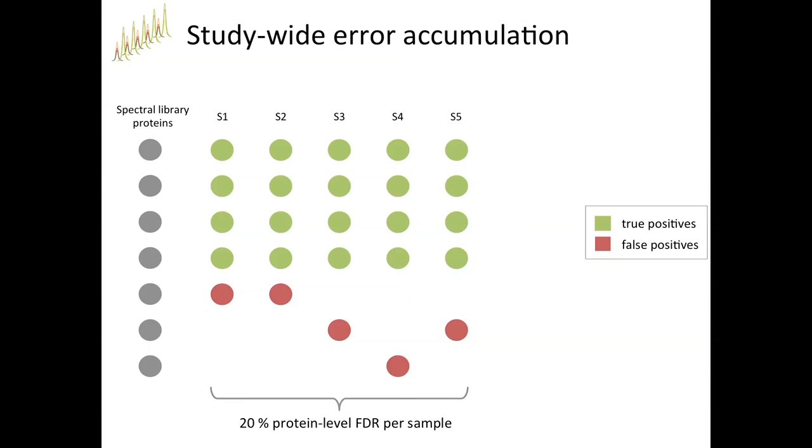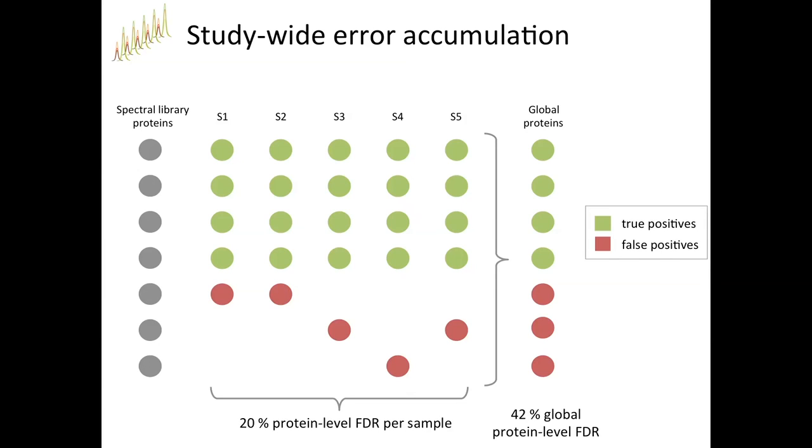So the toy example here is again that you have, let's say, a spectral library containing these 7 proteins, and each of these lines represents one sample, and in each of these samples you controlled your FDR at 20%. So you have one false positive detection per sample. But if you at the end want to report your global set of detected proteins, if you simply add up all of the protein detections across the runs, you will end up at 40% protein level FDR in your global result.